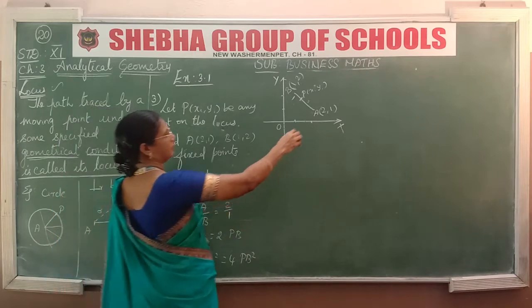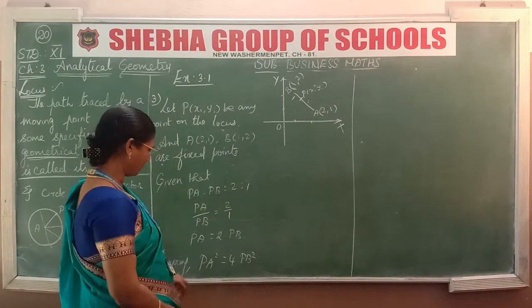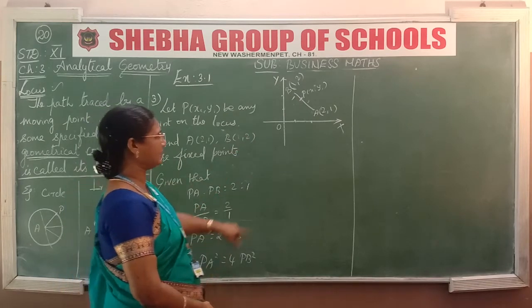Here also using the same distance between 2 points formula, that is PA. P is x1, y1 and A is 2 comma 1.